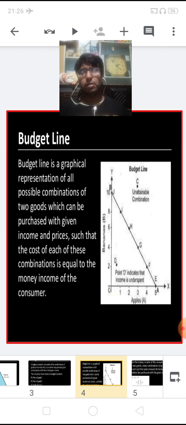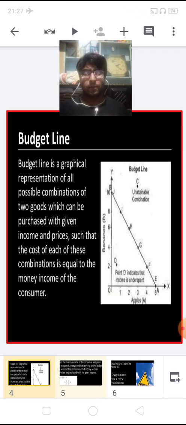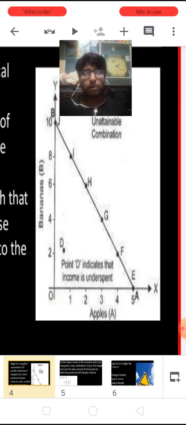of combinations is exactly equal to his money income. So this we have already understood. Now just see here in the line, children. Suppose a consumer is consuming apples, which is denoted with E, which has been shown on the x-axis, whereas the bananas will be shown on the y-axis. So here this is like B, J, I, H, G, F, E and A.